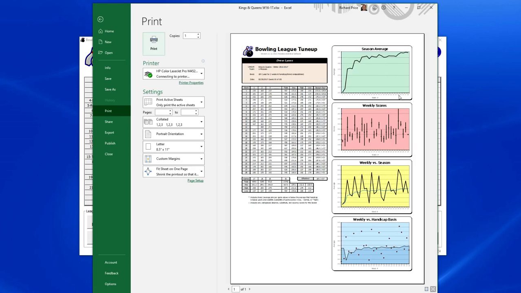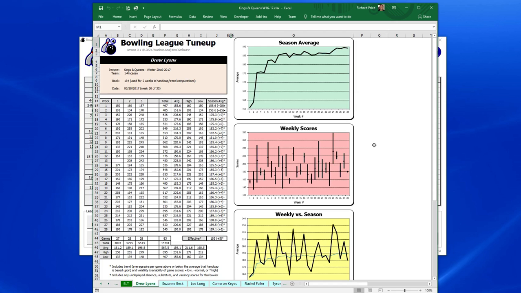If we go to the print screen, we can see this is what the bowler performance sheet will look like when it's distributed to the bowler. Leagues can choose to print out bowler performance sheets every week and give them to bowlers, maybe just a couple of times a season, whatever the league wants.